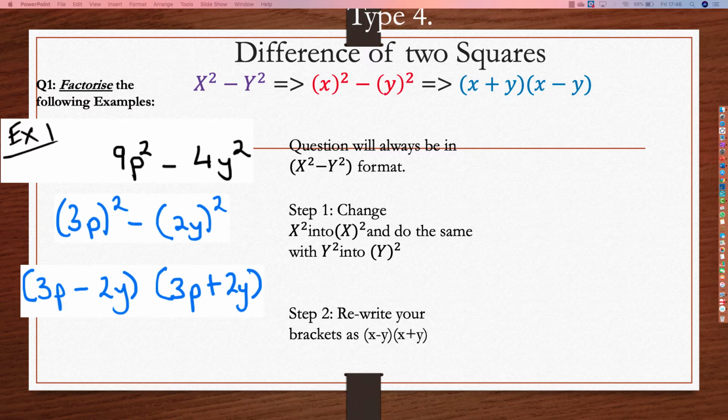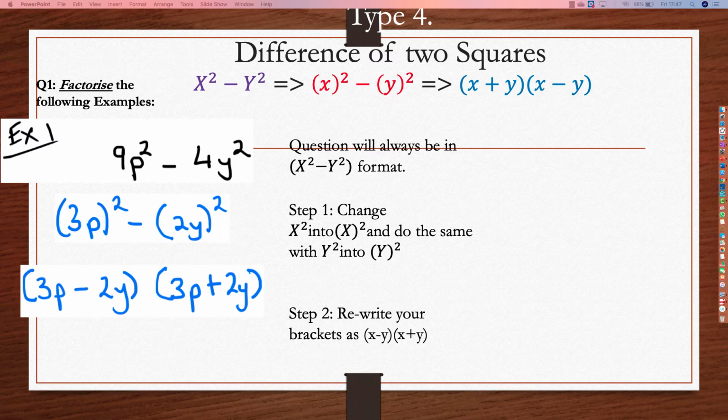So, here are your 4 types of factorization. Highest common factor, grouping, trinomials, and difference of 2 squares. 2 terms, 4 terms, 3 terms, 2 terms. The most common mistake, as you can imagine, is between these 2 here. Alright, highest common factor and difference of 2 squares.